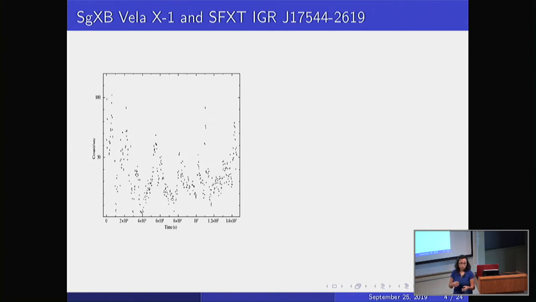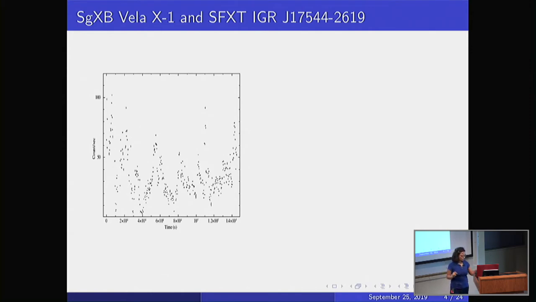Now to visually show you the difference between the persistent system, this is a persistent system, Vela X-1. You see that the light curve of Vela X-1 is persistently accreting. You can make out from the light curves, there are no periods of lull. Of course, there's a lot of variability depending on the presence of matter and how much it's accreting at that point. But overall, you can call this a persistent system.